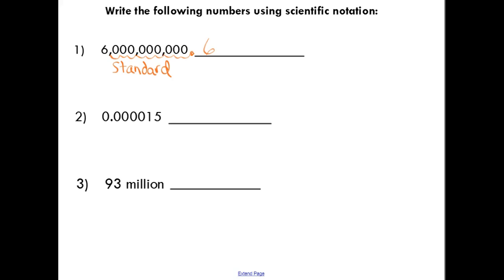We want to move it from where it is, right here, to where we want it, which is so that there's only one digit before the decimal. So we say 6 times 10 to the 9th. And this number is how many times the decimal moved. So we'll say decimal moves.